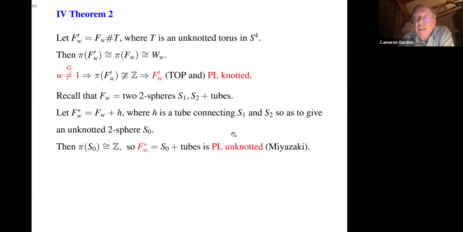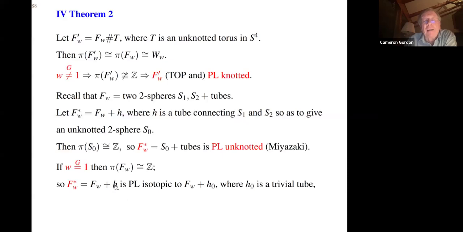This shows that more generally, the unknotting number of a ribbon surface is at most the number of spheres that you start with. By the way, this argument is true no matter what the word is. But finally, if the word is trivial in G, then pi, the group of F_W, is Z, right? And so when we add this tube H, that's the same as just adding a trivial tube, see? And so F_W star is going to be PL isotopic to F prime W, and this guy's unknotted.